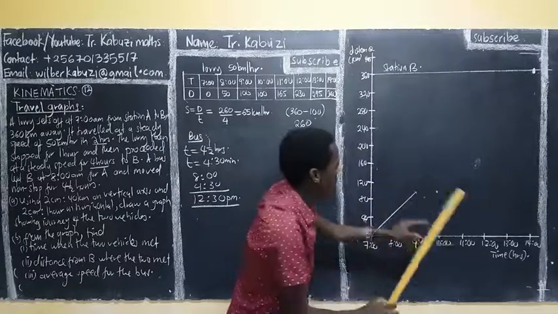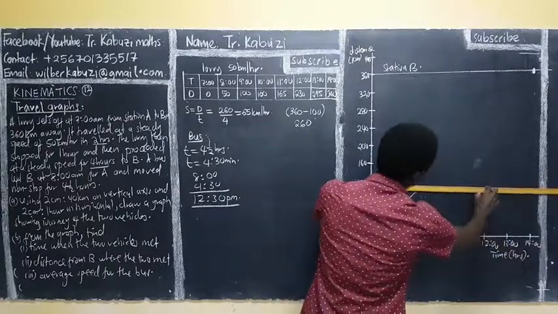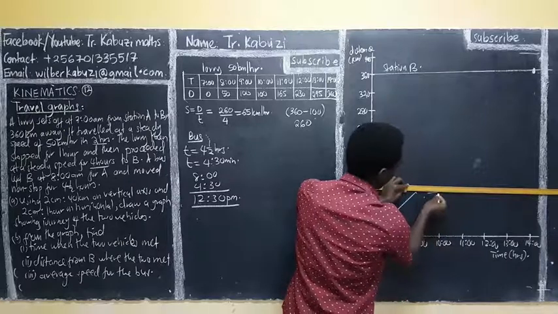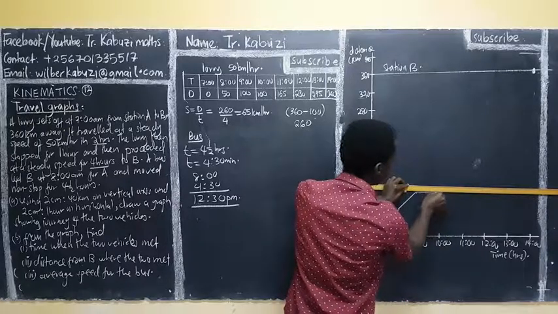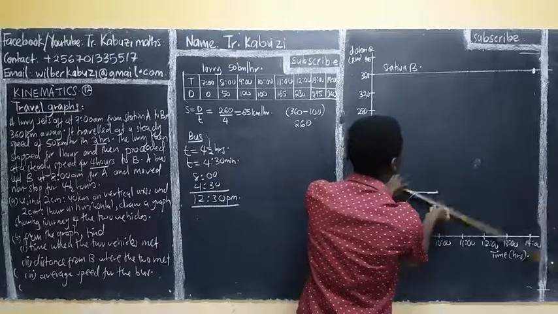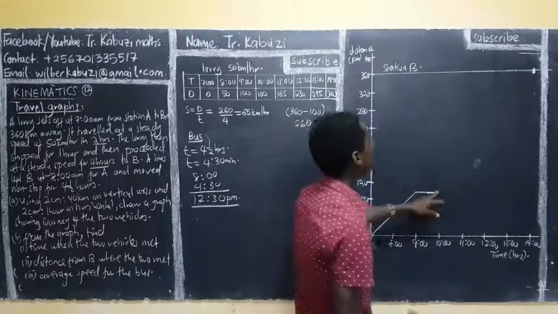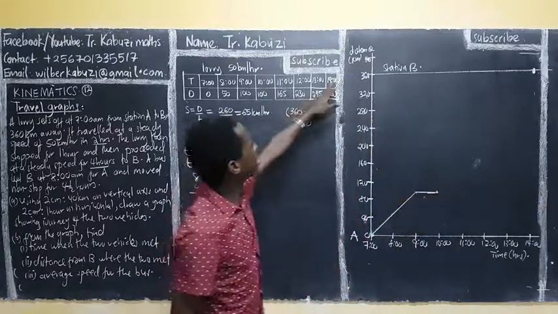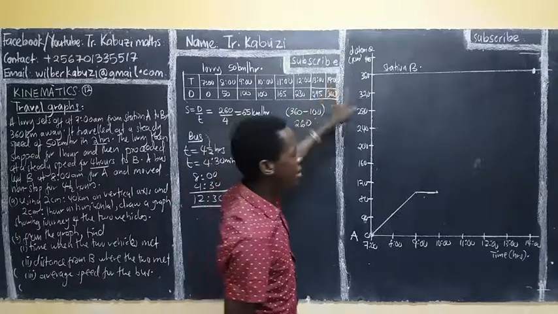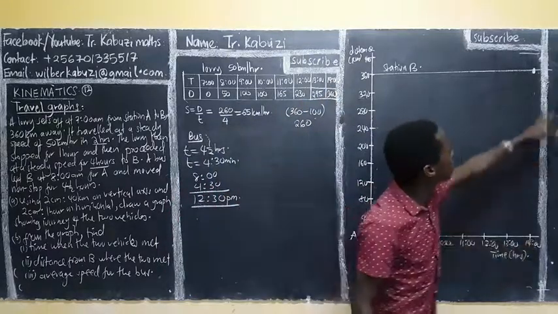Then from 9 to 10, it was resting, so it was not covering any distance. That's why you see here it's not covering any distance, it's just resting there, as you see. Then from here it covered 4 hours, but you see that it reached the other side at 14 hours. So that's why from here it's 14 corresponding to this.